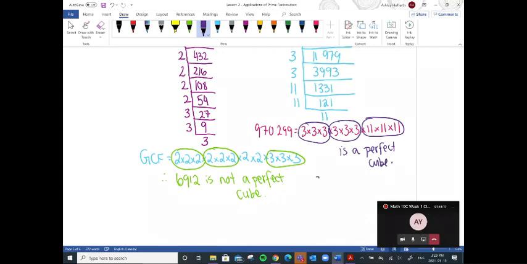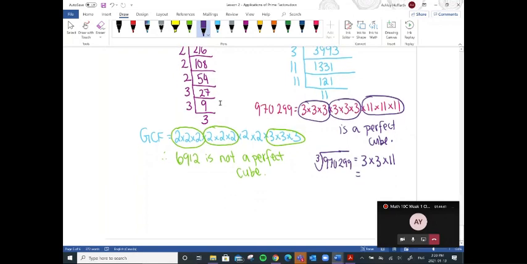And if we had to determine, okay, what's the cube root of that number without using a calculator? Each group represents one number that's in there. So one group of 3s would represent 1 3. Second group of 3s represents another 3. Group of 11s represents 1 11. So 3 times 3 times 11 would give us 99.